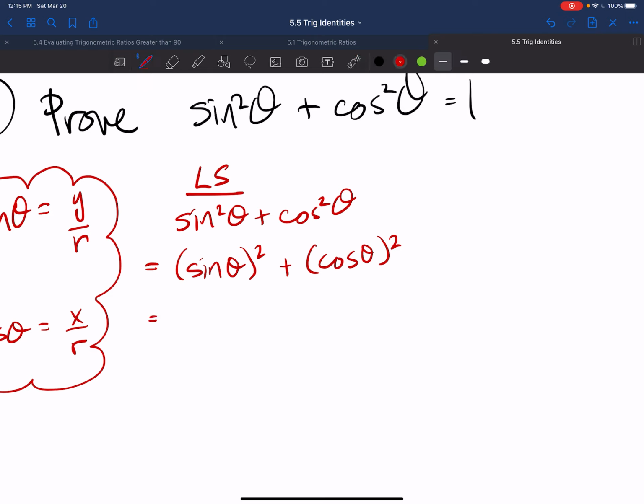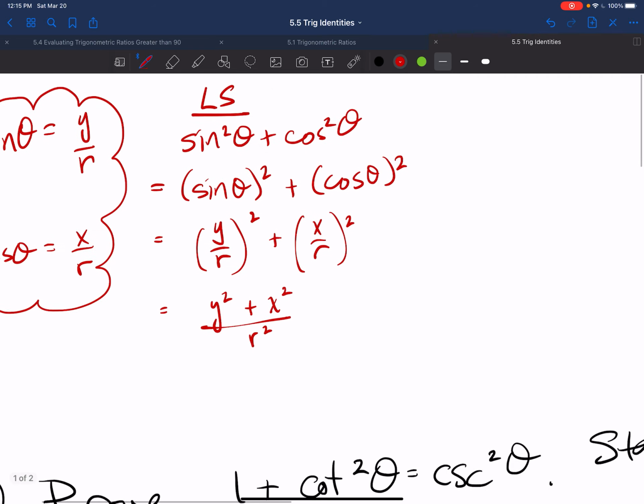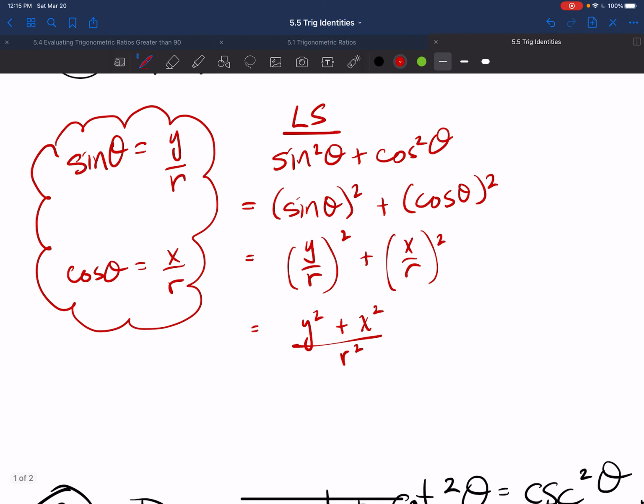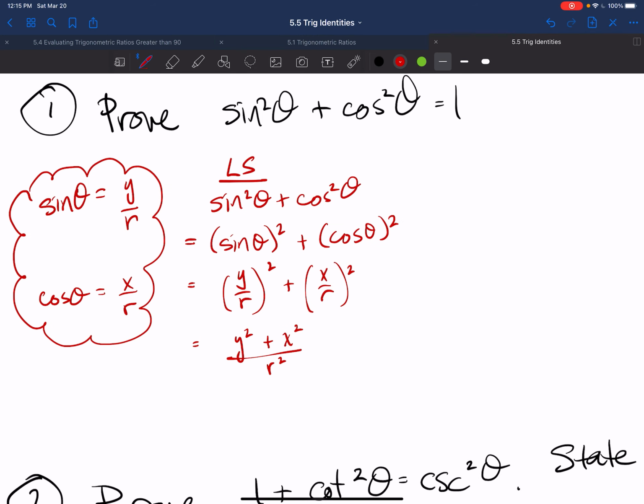So I'm going to replace sine theta with our letters, y and r. And cos is x over r, and it's squared. So I have y squared plus x squared, and on the bottom we have r squared. Our common denominator would be r squared. Now, I get to this point, and what I have to do is try to get this left side to look like the right side, and the right side is 1.